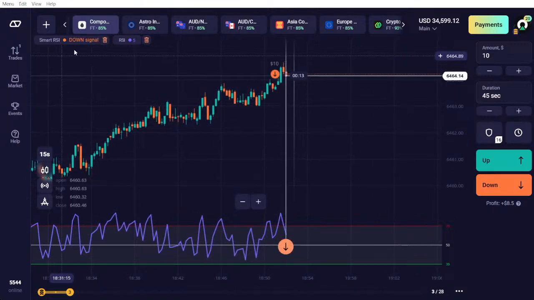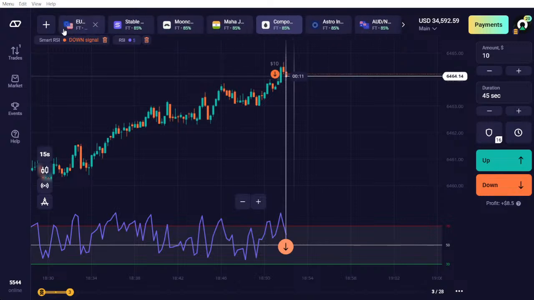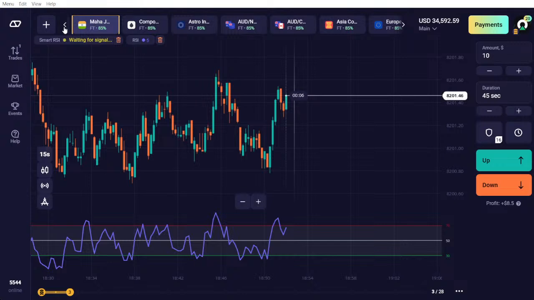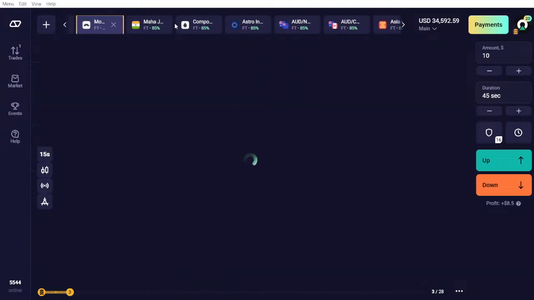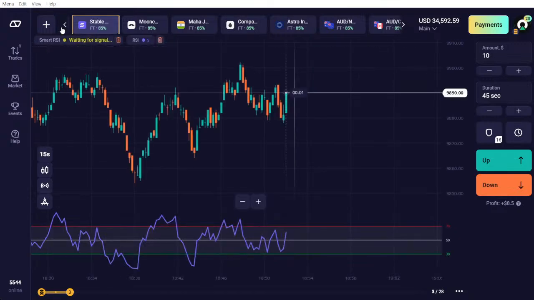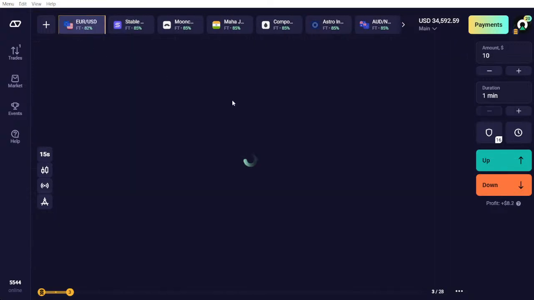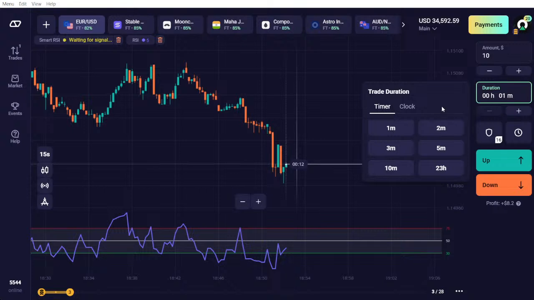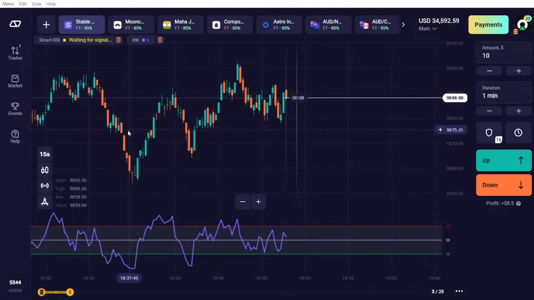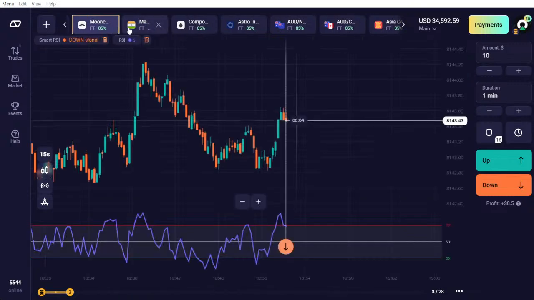Okay, so the signal is there and the trade is in the pipeline. Let's see if everything is streamlined on all the assets. So Mooch is already fine, stable is also fine, and Euro USD is on the 1 minute chart time frame. On this one we cannot take a trade for less than 1 minute, so we have to remove this. Now again we will keep on shuffling our cards, we will keep on shuffling our assets.